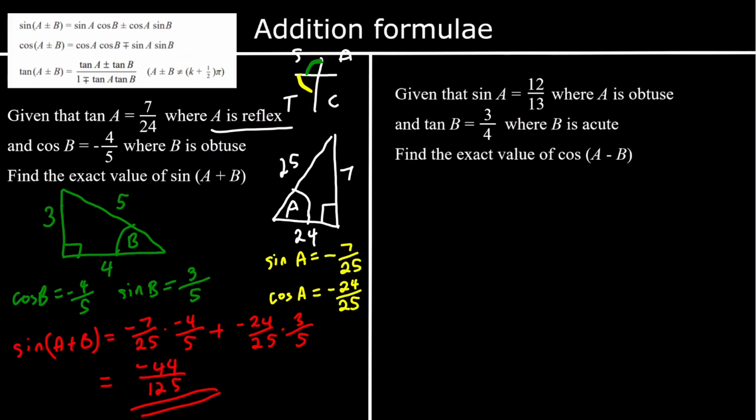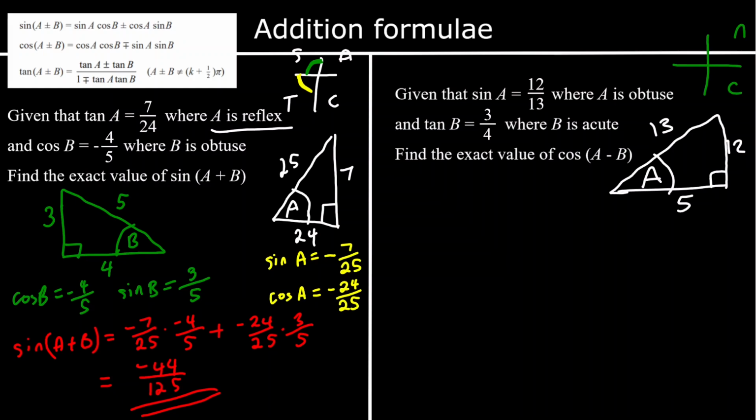So we've got sine A is 12/13, where A is obtuse. So SOH is opposite over hypotenuse. That means the adjacent must be 5, because it's a 5/12/13 triangle. A is obtuse. So sine is positive. That means cos is negative. So cos A is going to be negative, and it's CAH, adjacent over hypotenuse, negative 5/13.